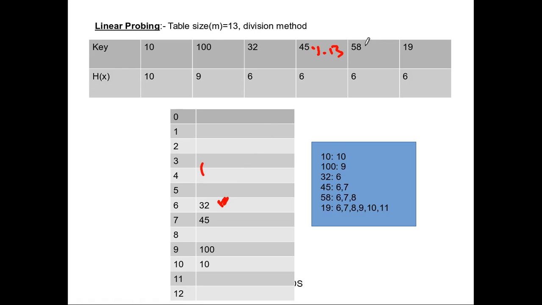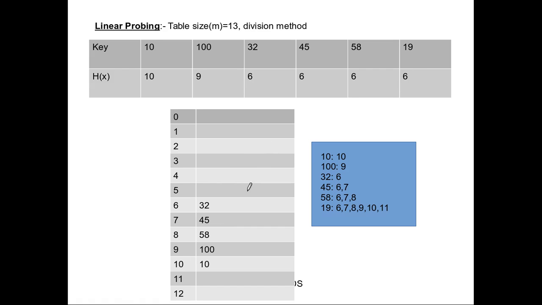So similarly, you have the element 58. 58 modulo 13 is 6 for us. So 58 first tries to get here, the element is already available. Next it comes to the next free memory location, the element is available. Next it comes to the next free memory location, which is 8. So 58 will be stored here for us.